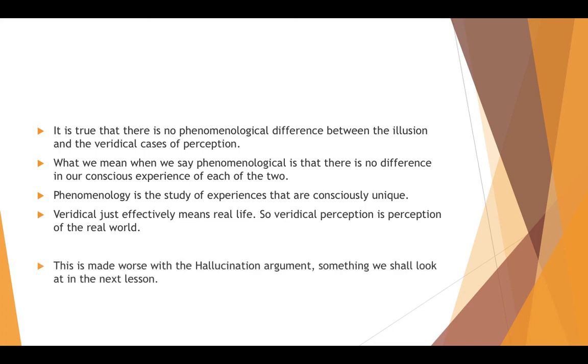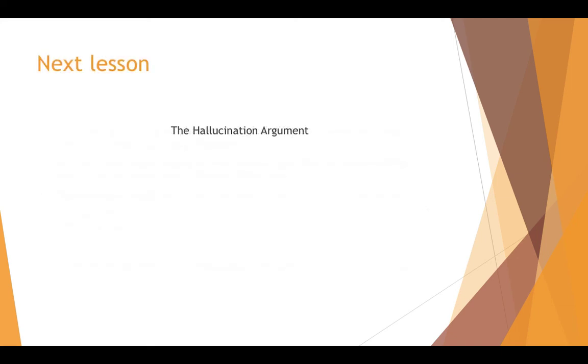Like I said at the start, this is made worse by the hallucination argument, which we're going to look at in the next lesson. But for now, in summary, we've summarized what an illusion is, and we've outlined the illusion argument, and we've pretty much concluded, unless you've got some problems with the illusion argument. If you do, then feel free to put it down in the discussion section. But other than that, we've really concluded that direct realism cannot be true because of this argument. Things are going to get worse for direct realism in the next lesson when we talk about the hallucination argument.